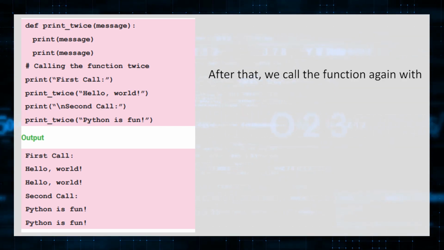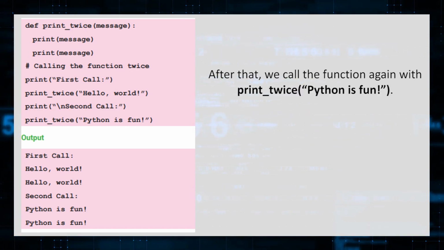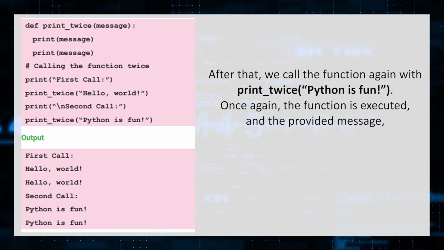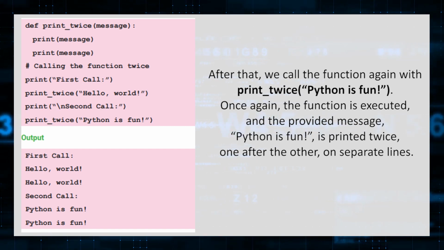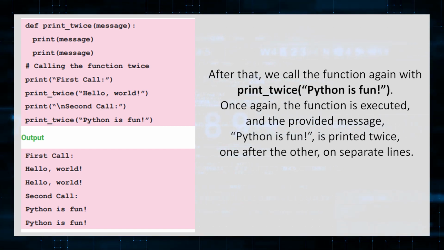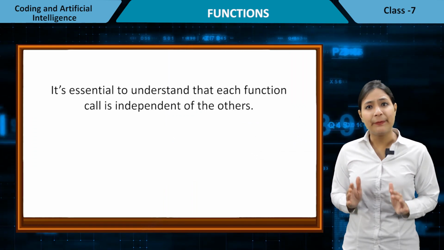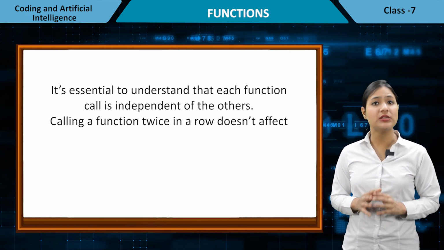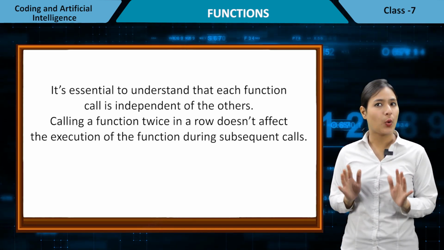After that, we call the function again with print_twice("Python is fun"). Once again, the function is executed and the provided message, Python is fun, is printed twice, one after the other on separate lines. It's essential to understand that each function call is independent of the others. Calling a function twice in a row does not affect the execution of the function during subsequent calls.